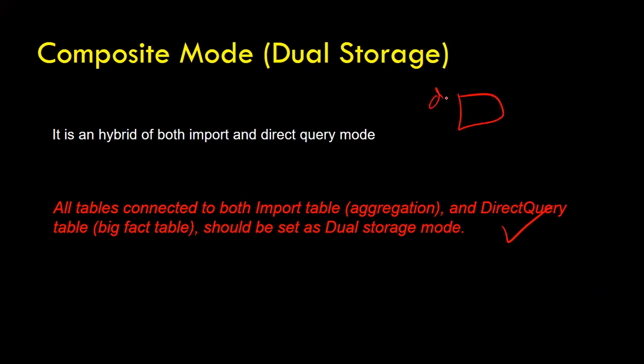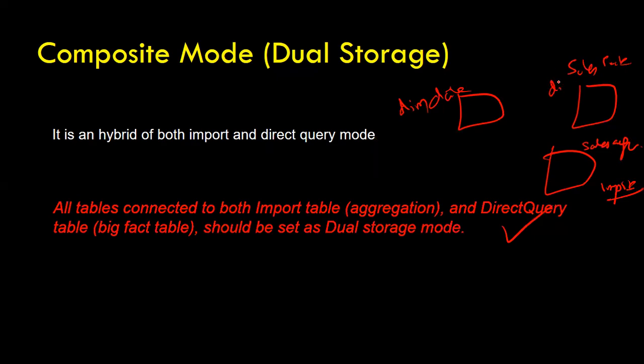So in this case, this is my date dimension table. This is my sales fact. This is my sales aggregation table. This is all tables connected to both import table, the aggregation. This is your import mode, and here you have direct query mode. The dim date should be set as dual storage mode. Those dimension tables you connect with the tables that have been set with the direct as well as the import mode.